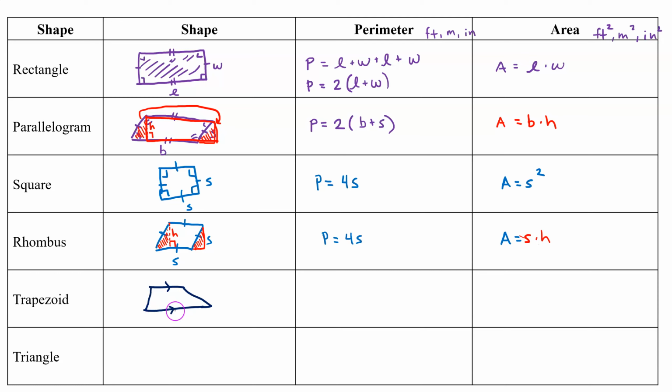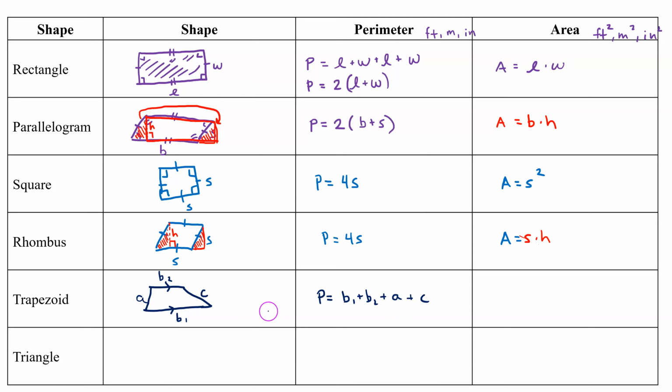So I'm going to label this as base 1 and label this as base 2. And then I'm going to call this A and C. The perimeter is simply adding up all the sides. So it's base 1 plus base 2 plus A plus C.